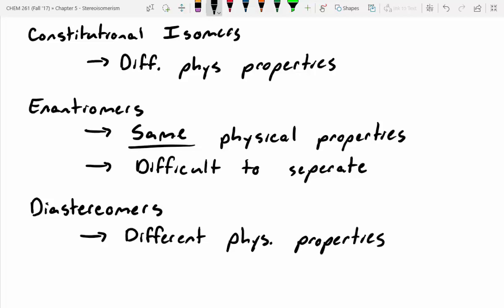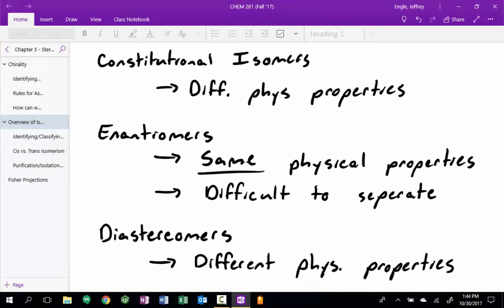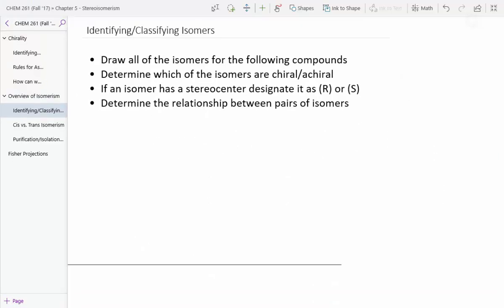So if you have a set of diastereomers, you can separate them using distillation or differences in polarity or things like that really easily. Enantiomers are the super duper tricky ones. Does that make sense? All right, so now what we're going to do is a little bit of problem solving here. And I'm going to ask you guys to help me with some of this.